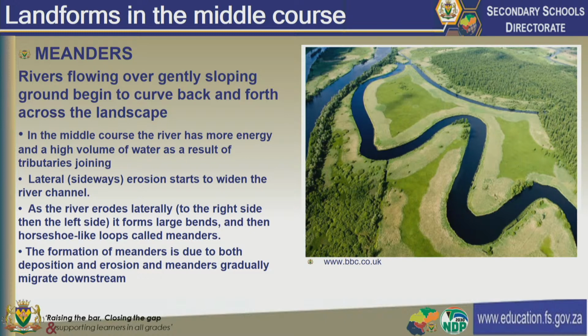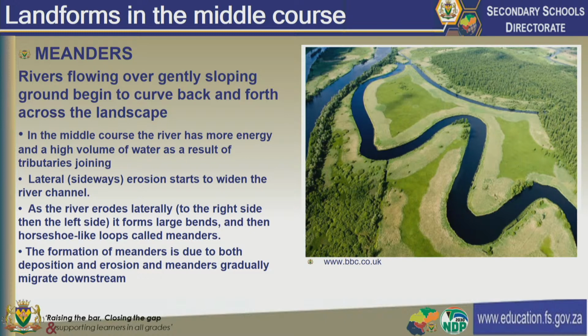In the middle course, the river has more energy and high volume of water as a result of the tributaries that are joining the mainstream. So sideways erosion starts to widen the river channel. As the river erodes laterally to the right side and to the left side, remember, lateral erosion means that rivers are now eroding on the sides or towards the banks, let me say that. Now, as they form large bends and then horseshoe-like loops that are called meanders.